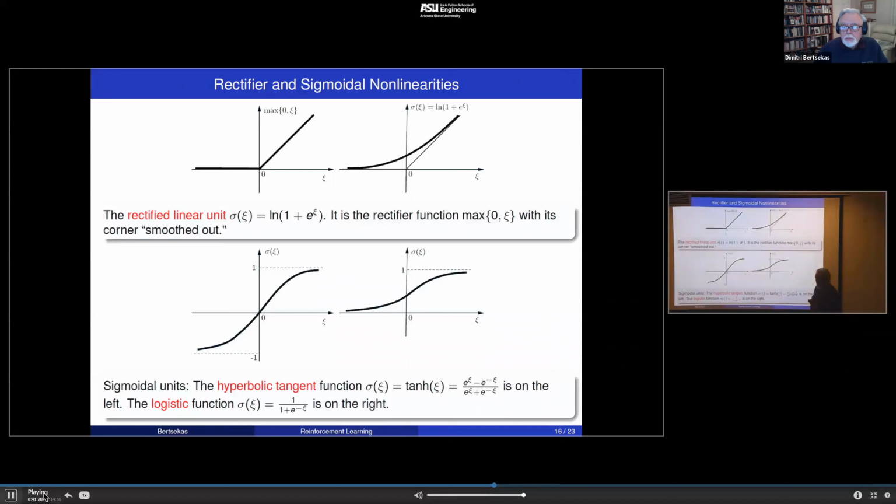Generally speaking, from a theoretical point of view, from the universal approximation property point of view, it doesn't matter which one you use. It just may happen that one type of nonlinearity may work better on your problem than another type.